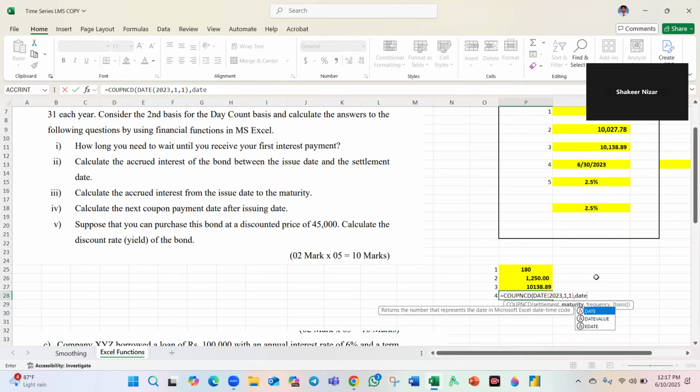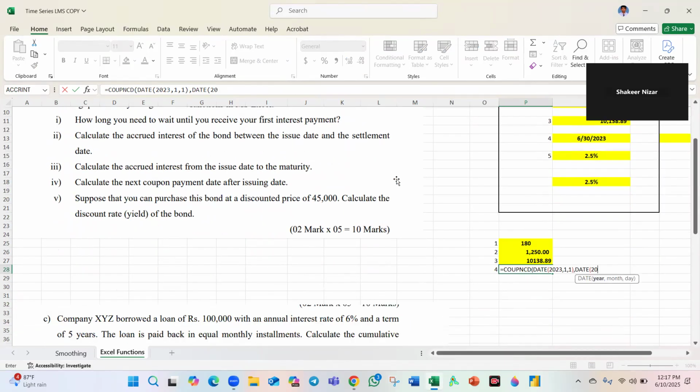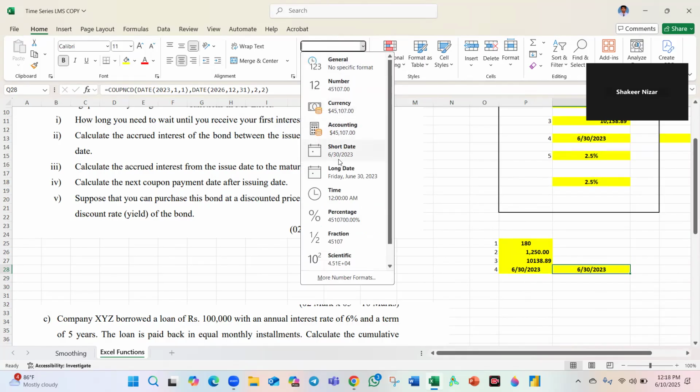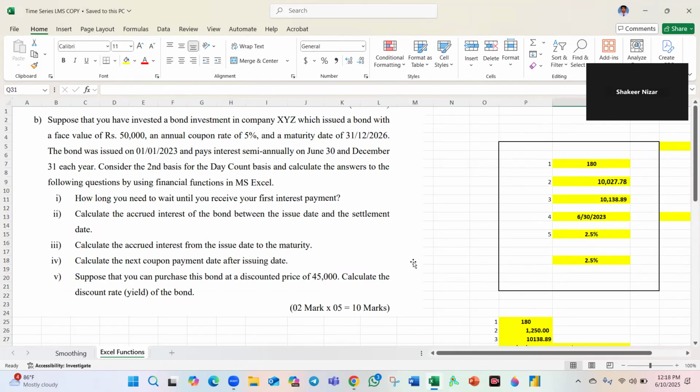The maturity date is what? 2026 December 31st. Then the frequency is semi-annual, because it is paying semi-annually, and the basis, the exam is saying to use two. Use the short date. If we use the date, whether to check the long date, you can give it here, 30th 2023. That is the way.